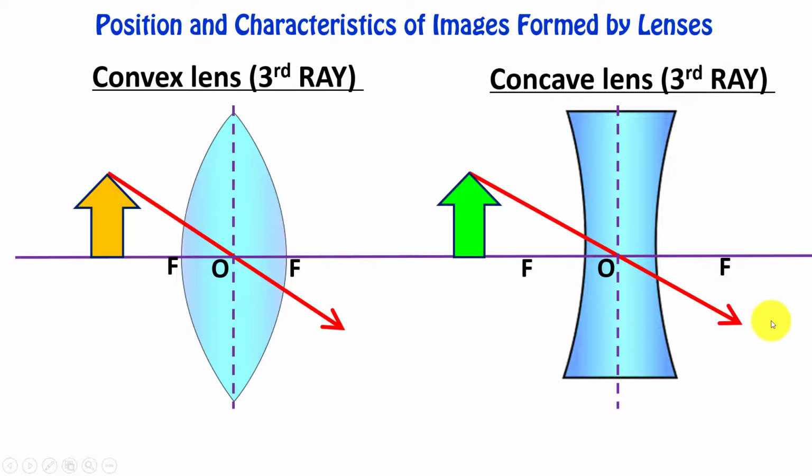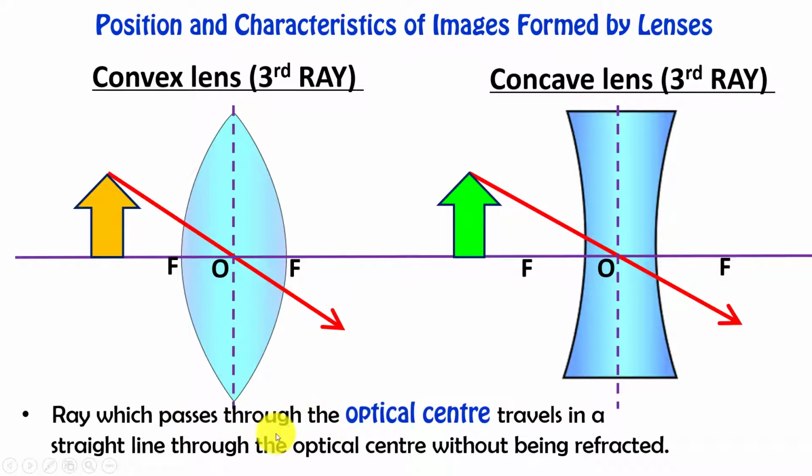Now the explanation should be the same. A ray that passes through the optical center travels in a straight line without being refracted. That means it has just one line, without any refraction to another line. Maybe there is refraction, but the refraction is in the same line. So this one we call the third ray. Later we need to combine the three rays together to draw the image.